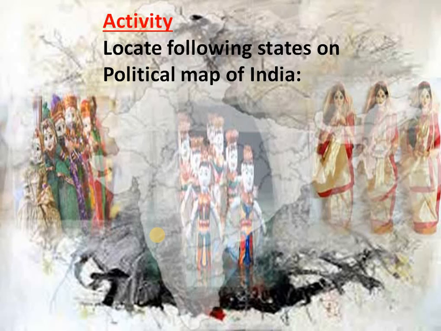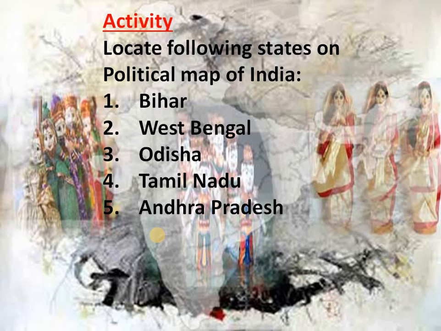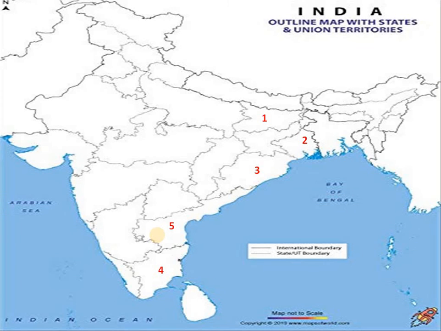Now coming to the next activity which is planned for you. Locate the following states on the political map of India. Children, you are going to use the political map only. So you will do this activity in the classroom only. You will find the following states on the map and you will mention them. First one, Bihar. Second, West Bengal. Third, Odisha. Fourth, Tamil Nadu. Fifth, Andhra Pradesh. Now let's see the map.